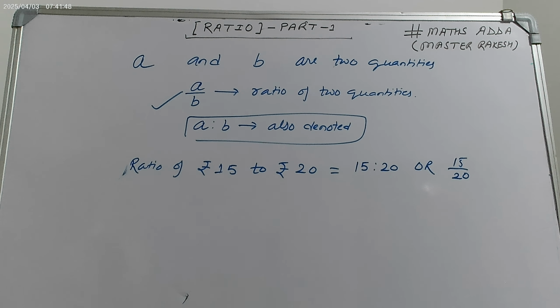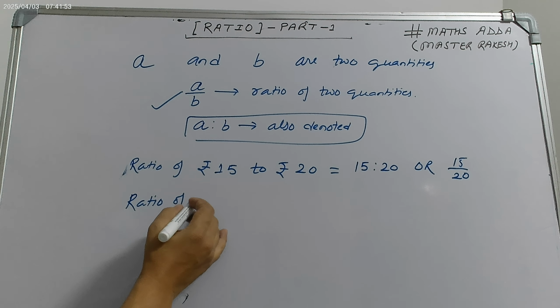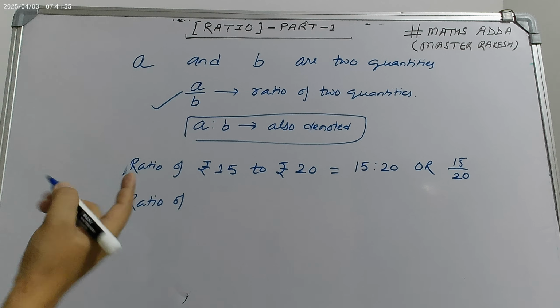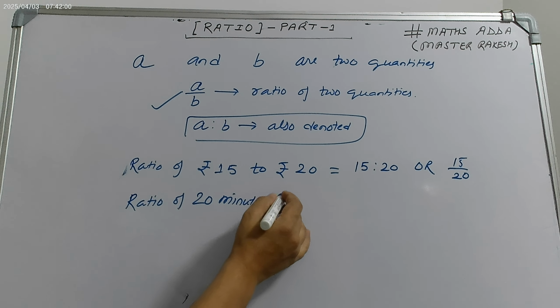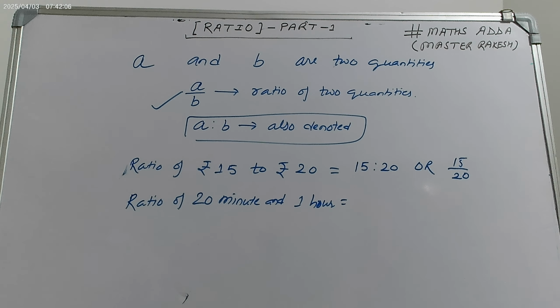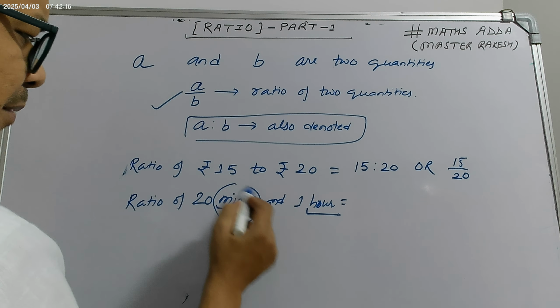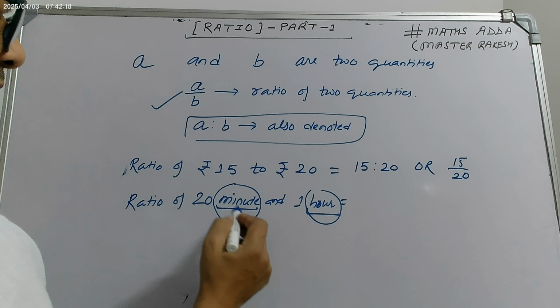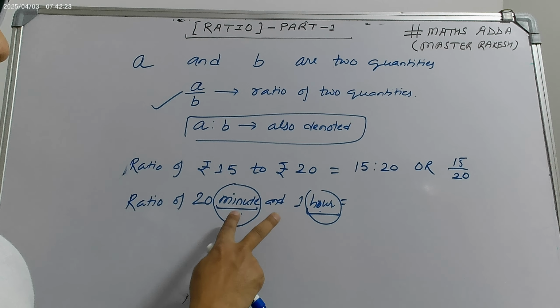So if I say the ratio of 20 minutes and 1 hour, what is the ratio of 20 minutes to 1 hour? For ratio there is a rule: the units should be the same. This is minutes, this is hour. Either it has to be in minutes or in hours. Both the units should be the same.